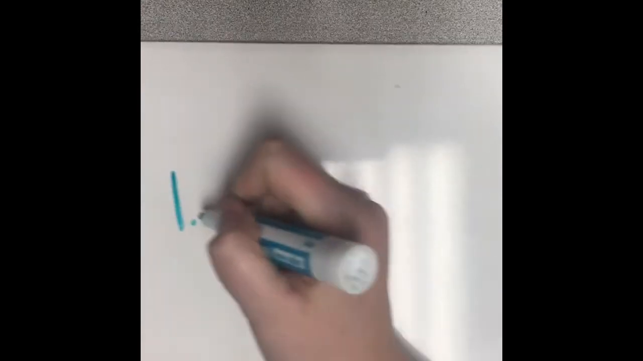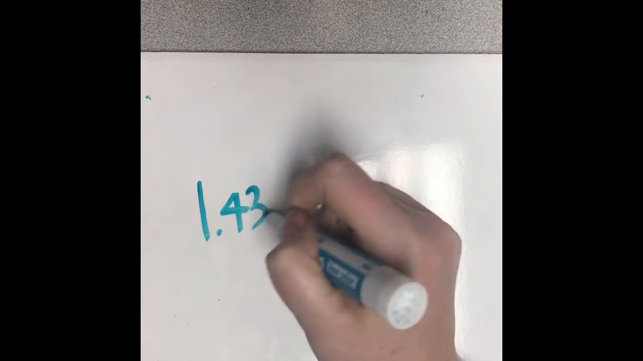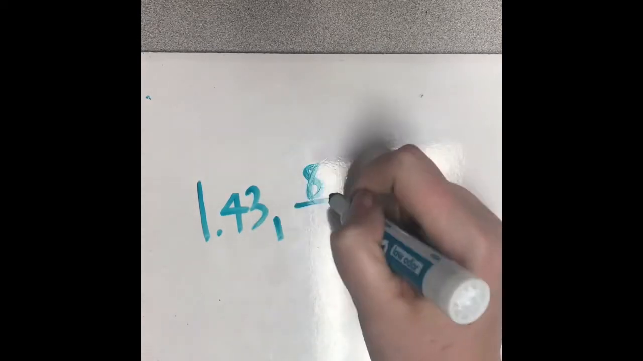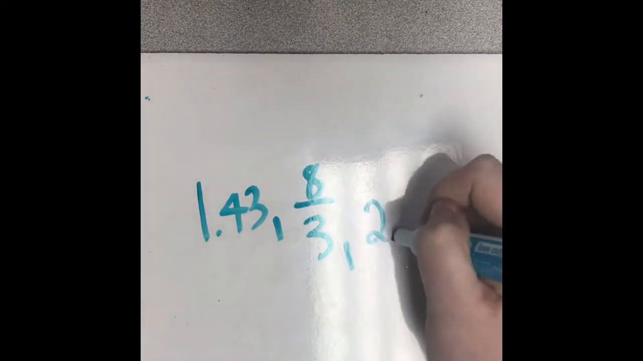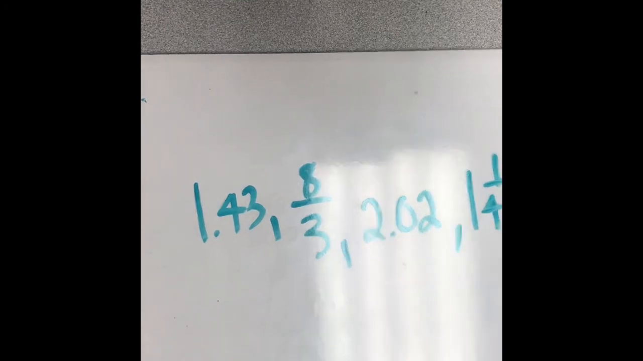Okay, let's go on to ordering those decimals. So we have 1 and fractions of decimals. 1 43/100, 8 over 3, 2 200, 1 1/43.